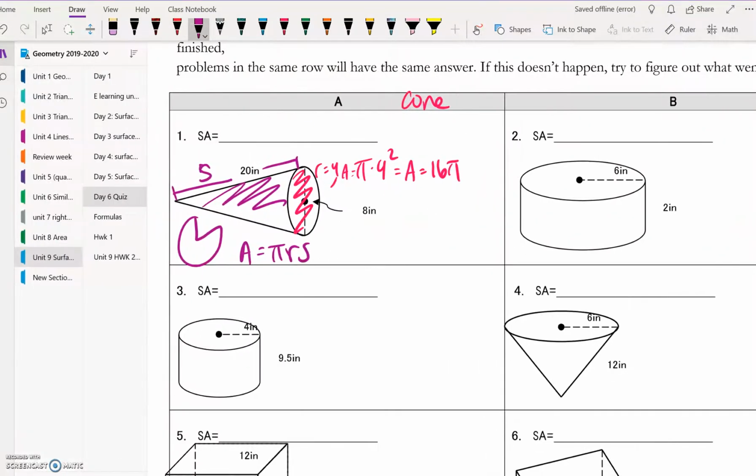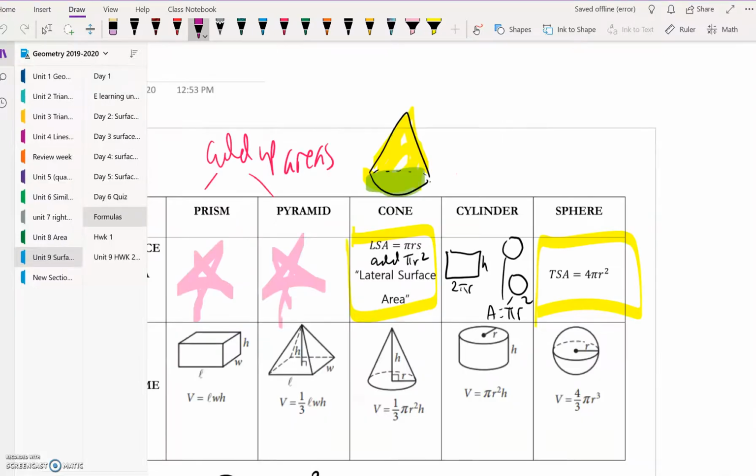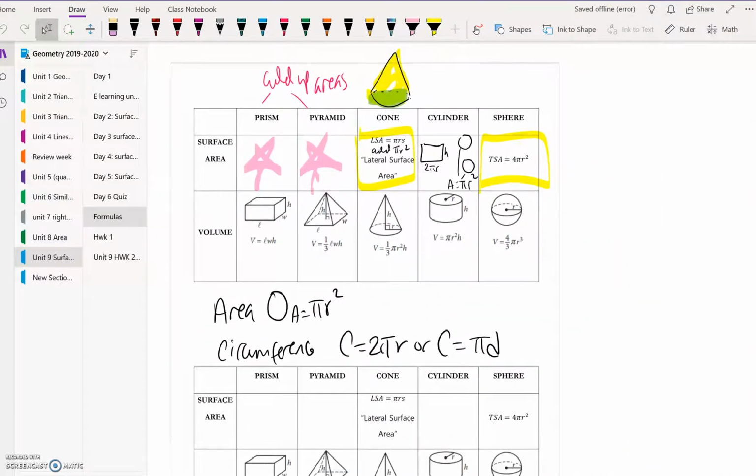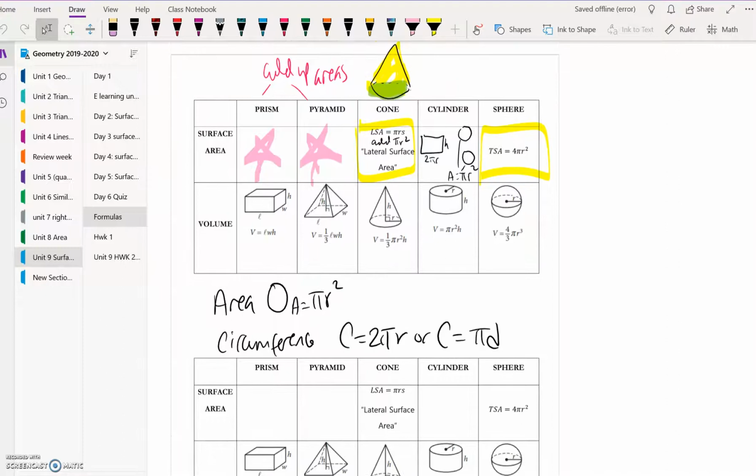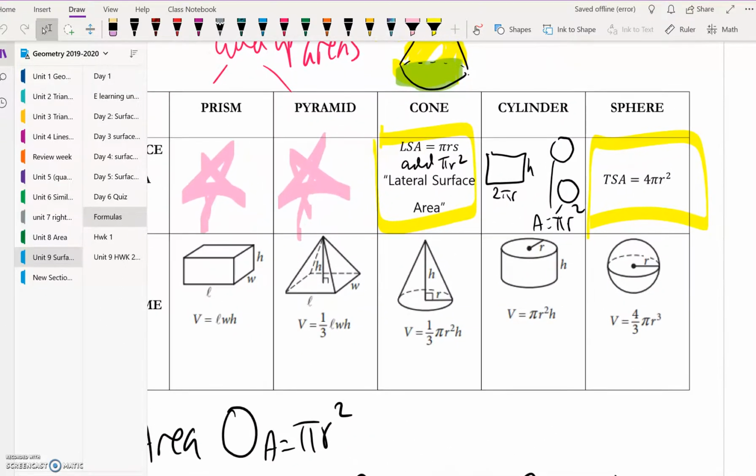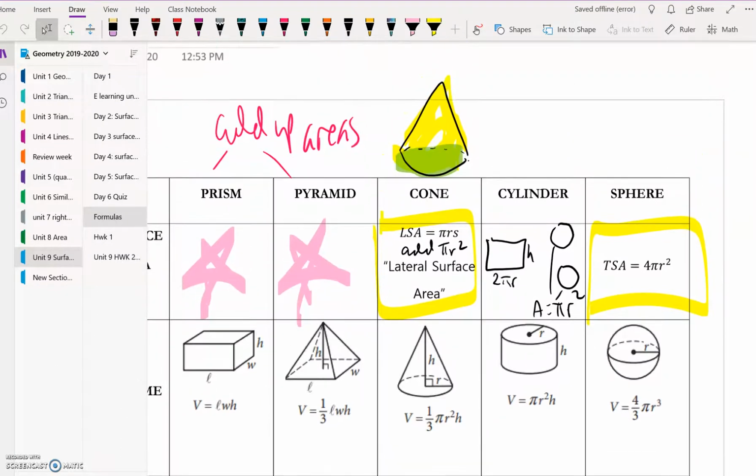Just a quick reminder, your formula sheet is that last page in your packet. There's 2 of them just because I normally give you half sheets. Remember, in your formula sheet for cone, they only tell you the lateral surface area, which is just that yellow bit, like the Pac-Man-like shape. You have to also remember that for your total surface area, you would want to add the circle, which is pi times radius squared.